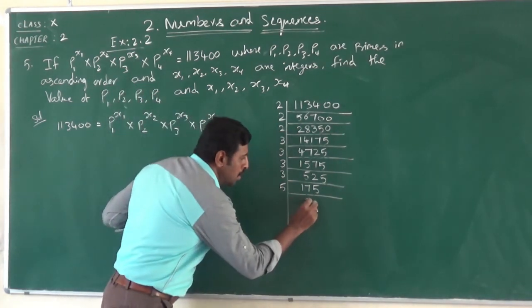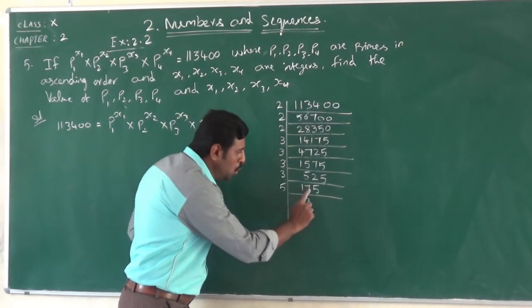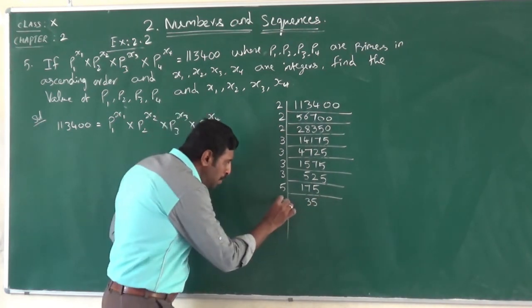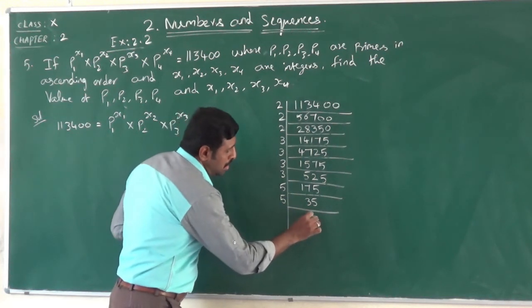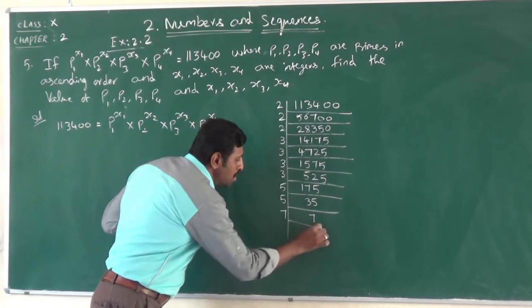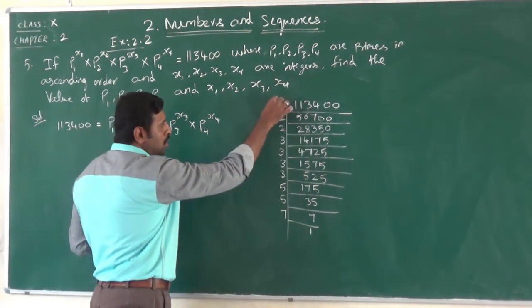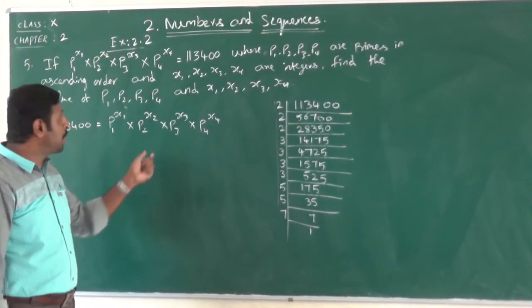See, 5 3s are 15, remainder 2, 25 means 5 5s are 25. Again divide by 5, we get 5 7s are 35. 7, right? And then 7 1s are 7. So completely we have found out. So these are the prime numbers. 2, 3, 5, 7 are the prime numbers.